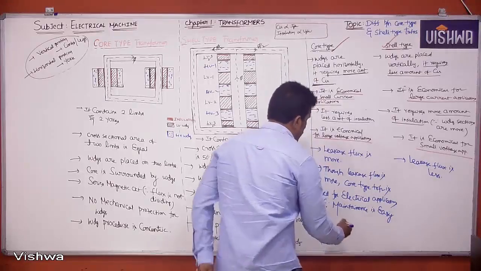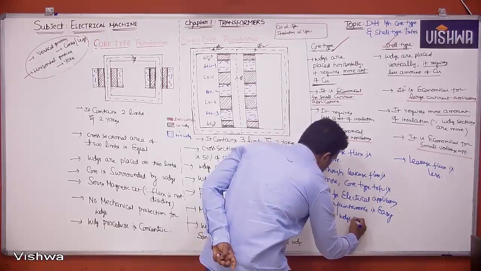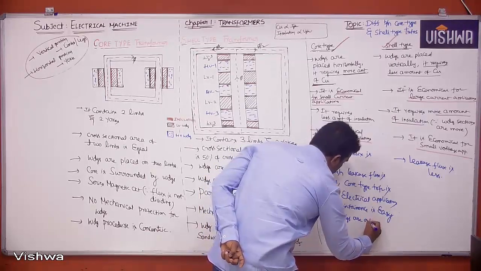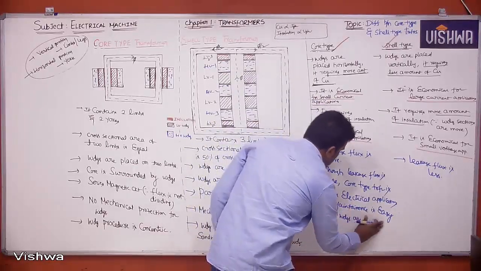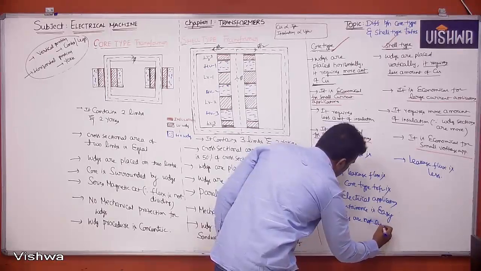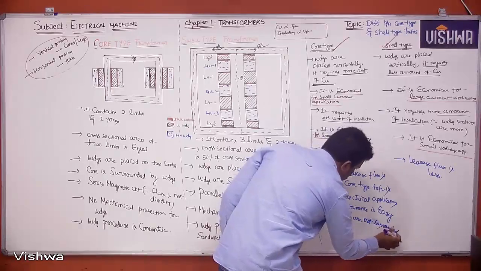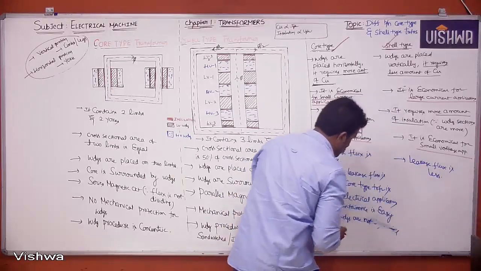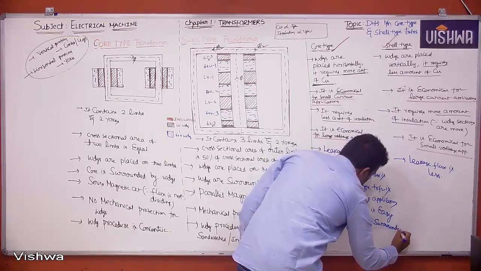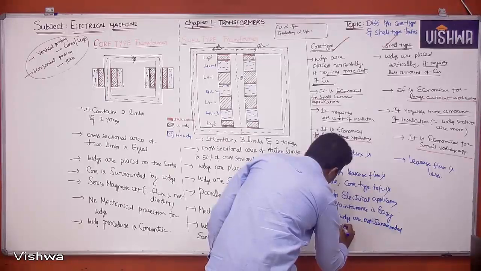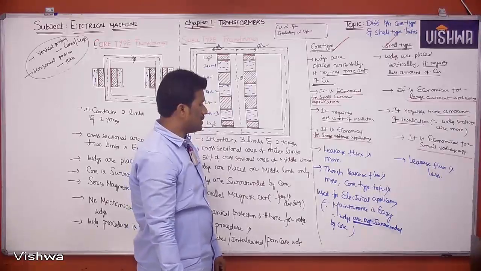Why is maintenance easy? Since the windings are outside, I can write: windings are not surrounded by core. See, I'm using the word not. Windings are not surrounded by core, so maintenance is very easy.